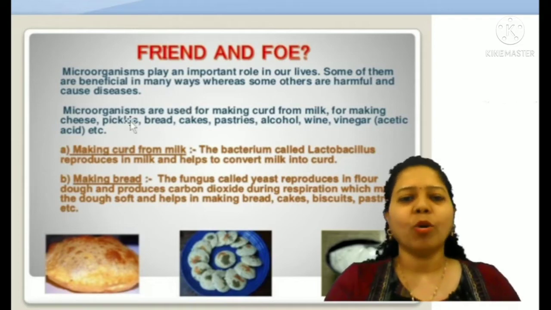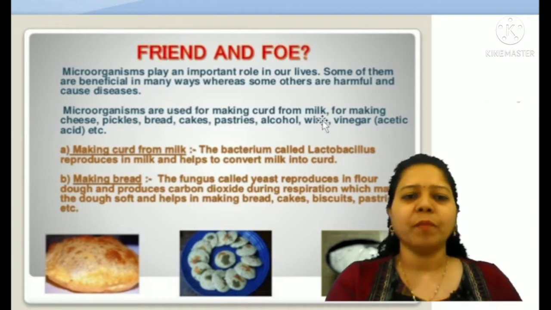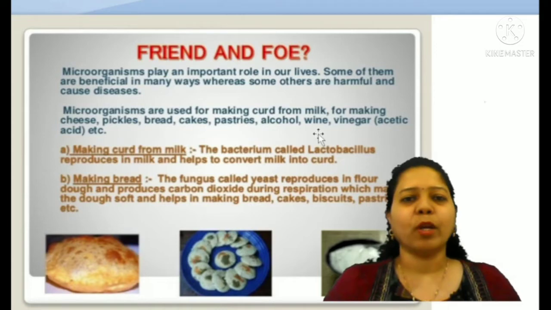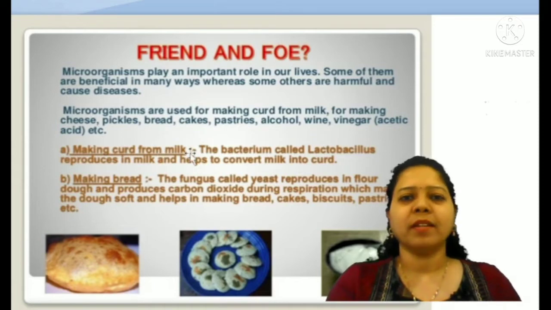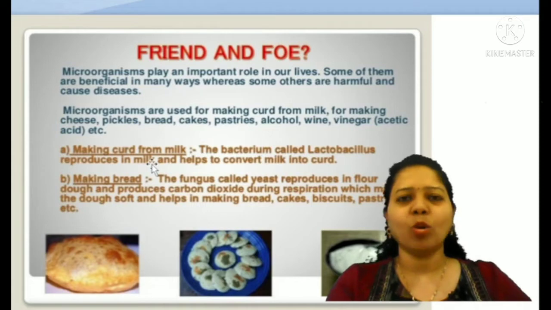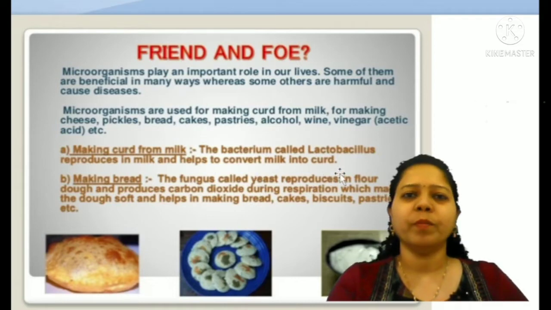foe microorganisms. Microorganisms are used for making curd from milk, and for making cheese, pickles, bread, cakes, pastries, alcohol, wine, vinegar, etc. We use microorganisms to prepare all these things on a large scale. For making curd from milk, the bacterium called Lactobacillus is used to produce curd from milk and helps to convert milk into curd.